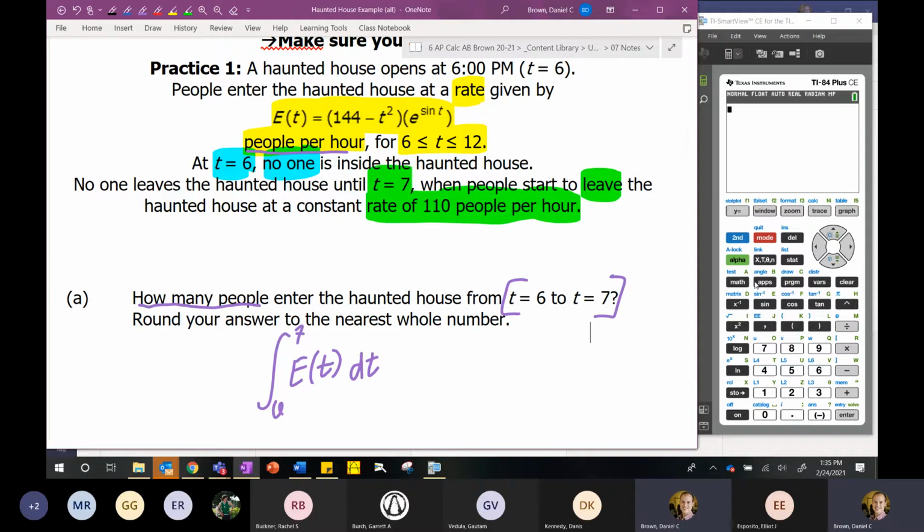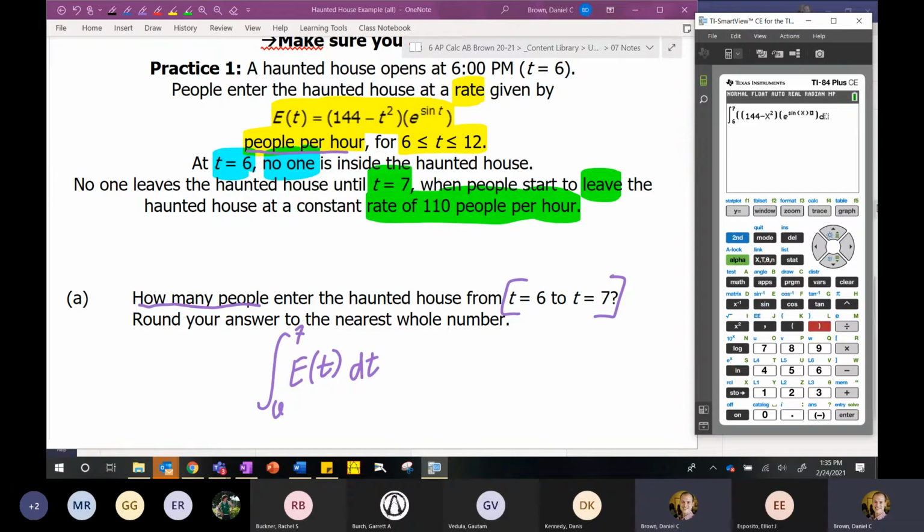Math 9 is how we pull up the integral operation. Starting from 6, ending at 7, we want to know how many people entered, so I'm going to integrate the rate. Remember, integrating a rate is going to give you an amount. So I have 144 minus x squared, closing the parentheses, and then second e sine of x.